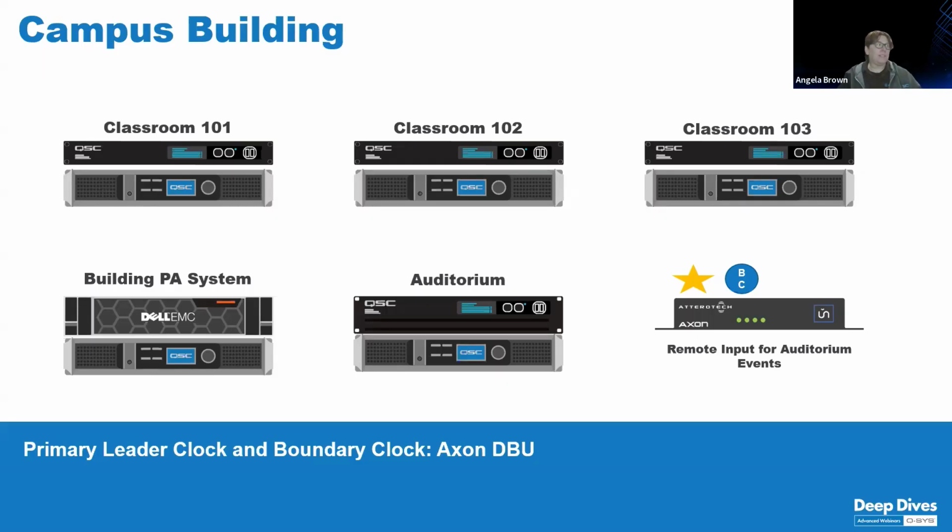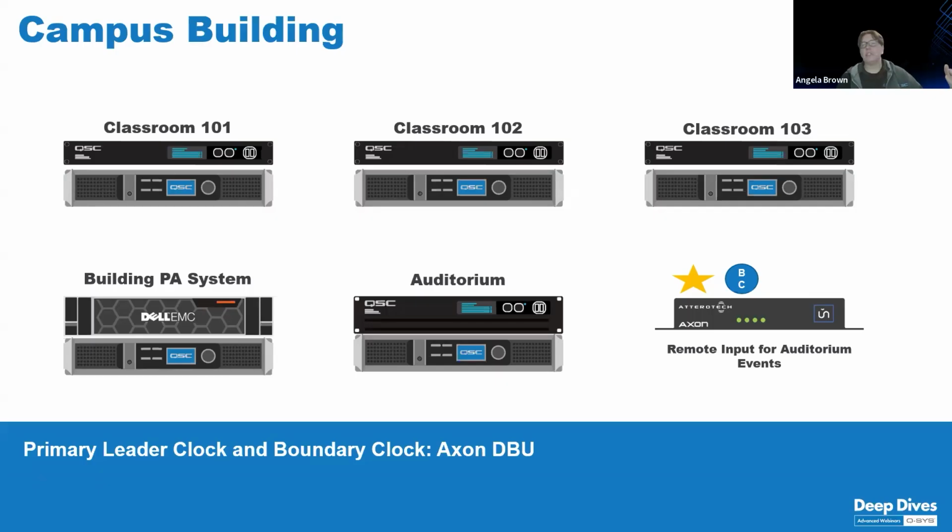We have a building PA system with some background music, and we have an auditorium, and there's this little remote box. The Axon boxes aren't made anymore. I really wish we'd put something in, but we have a remote box that's an IO box, and that box is a Dante device. So we have this whole situation where if these are all on the same network, the Axon device may end up being our boundary clock, and it may end up being our clock leader. There's some things we can do to help out, though.